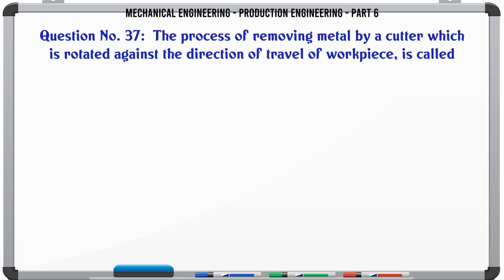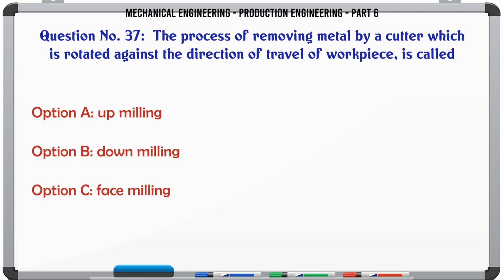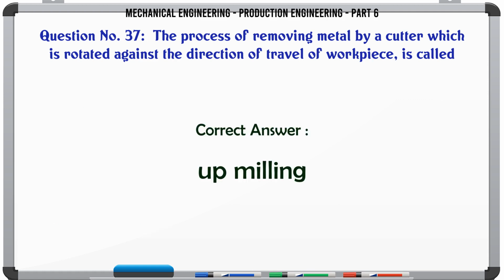The process of removing metal by a cutter which is rotated against the direction of travel of workpiece is called A. Up milling. B. Down milling. C. Face milling. D. End milling. The correct answer is up milling.